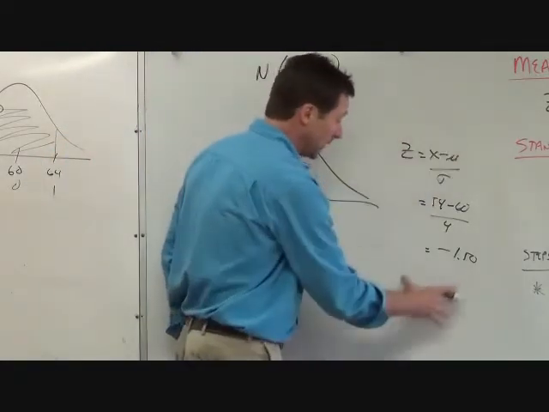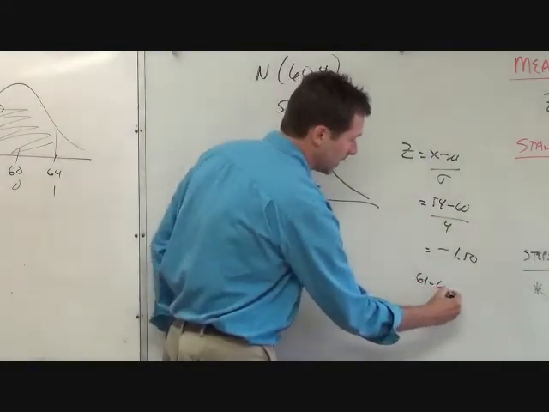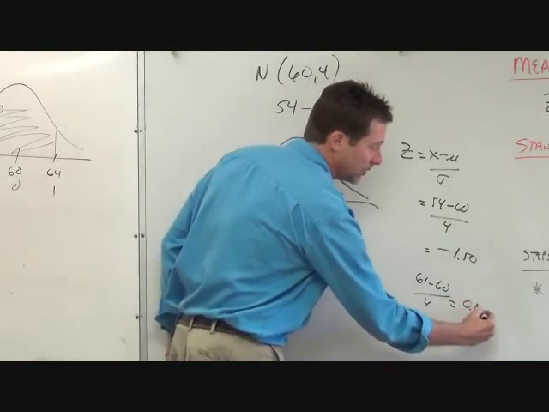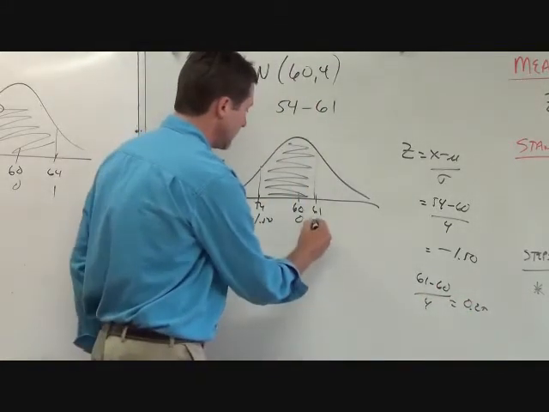Now, you don't have to write the formula again, but plug in the numbers. 61 minus 60 over 4. I think you already said that. 0.25. So we got 0.25.